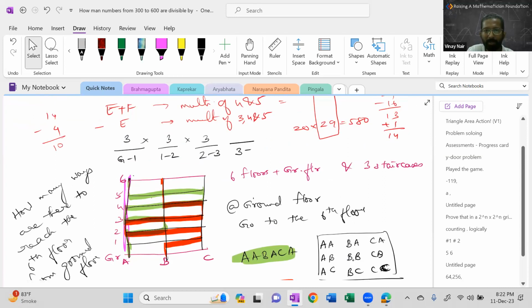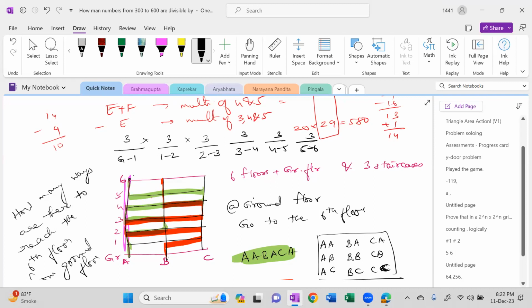So when we do it, again, 3 to 4, there will be 3 possibilities. 4 to 5th, there will be 3 possibilities. 5th to 6th, there will be 3 possibilities. What do we do next, Amit? Sir, we multiply them.